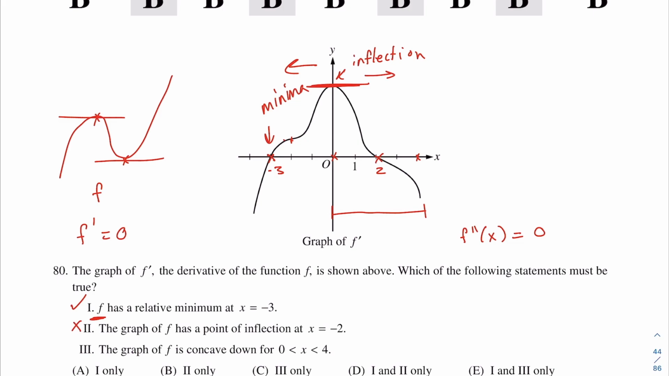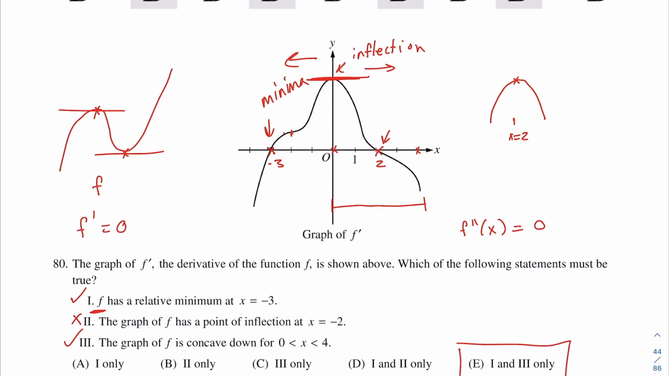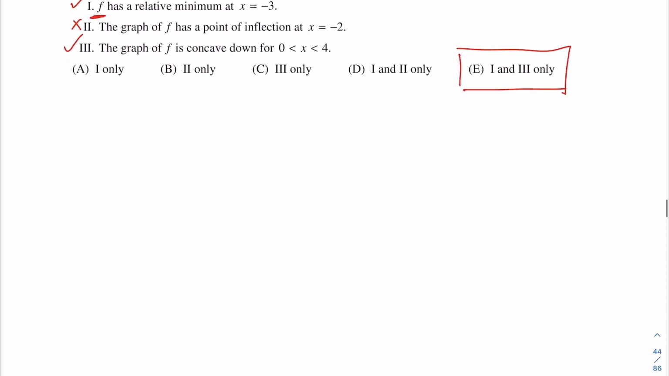And we know that we have a minima or a maxima here at x equals 2. And so because the slope before x equals 2 is positive and the slope after is negative, we know it looks something like this. Right, so this is x equals 2. Before it, the slope is positive. After it, the slope is negative. So this is concave down. And that is true. It satisfies statement 3. So we know that 1 and 3 are true. And the answer here is E.